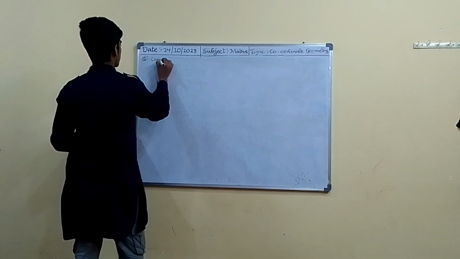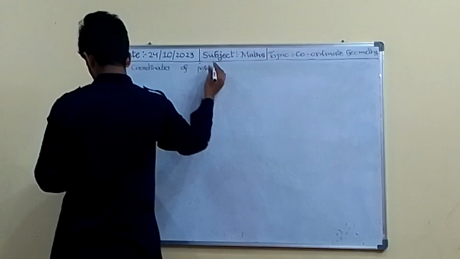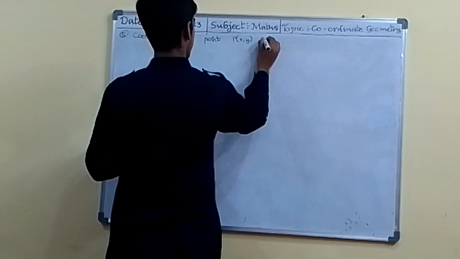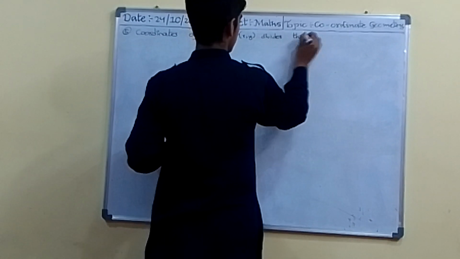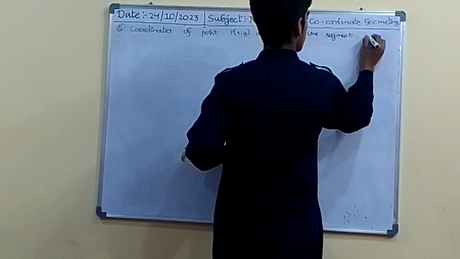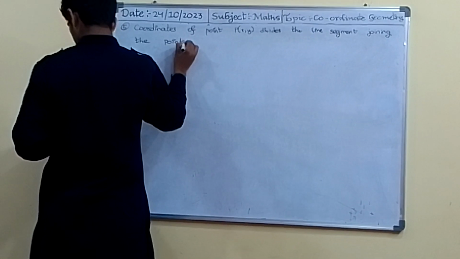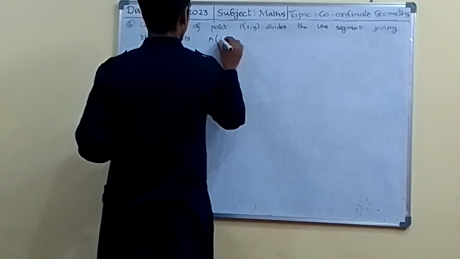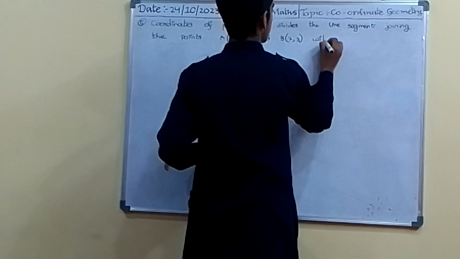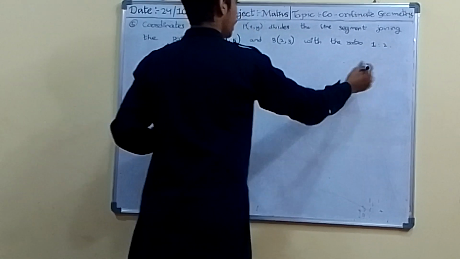Coordinates of point P of x, y divides the line segment joining the points A of 4, 5 and B of 2, 3 with the ratio 1:2 internally.